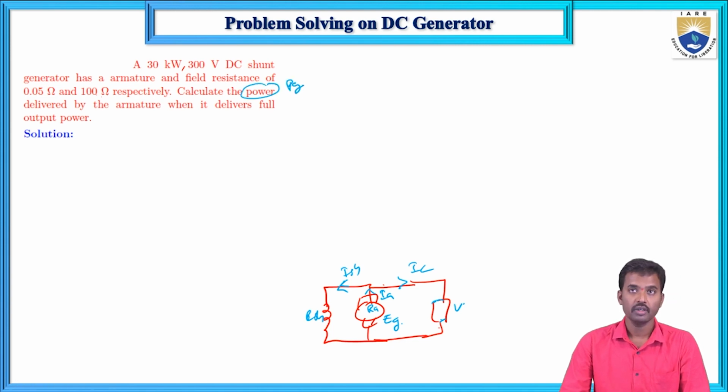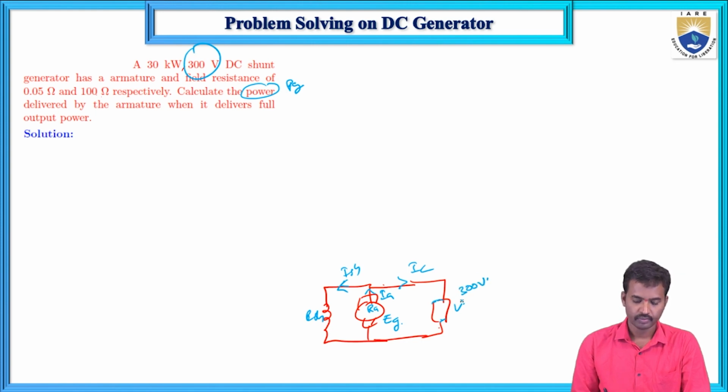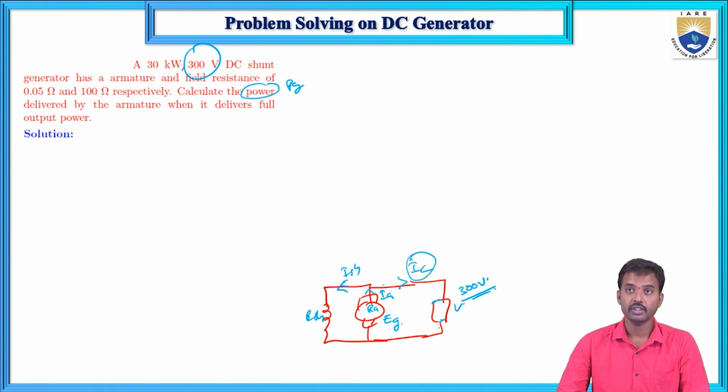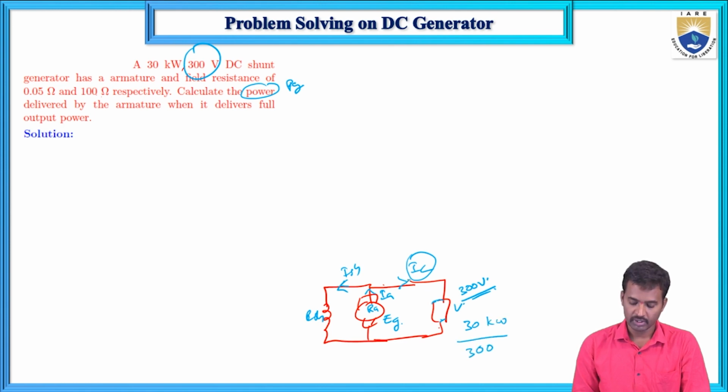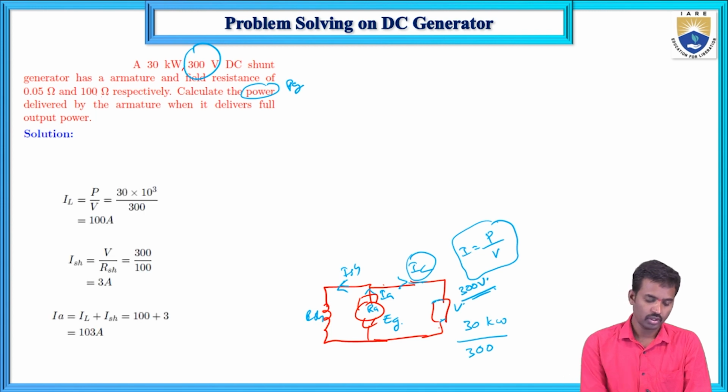The procedure is the same as we already discussed in the first problem. The terminal voltage is 300 volts, and the load current is not given. So the load current is calculated from the 30 kilowatts: 30 kilowatts divided by 300 volts gives the current. So I equals power divided by voltage, and from this you can calculate the load current.